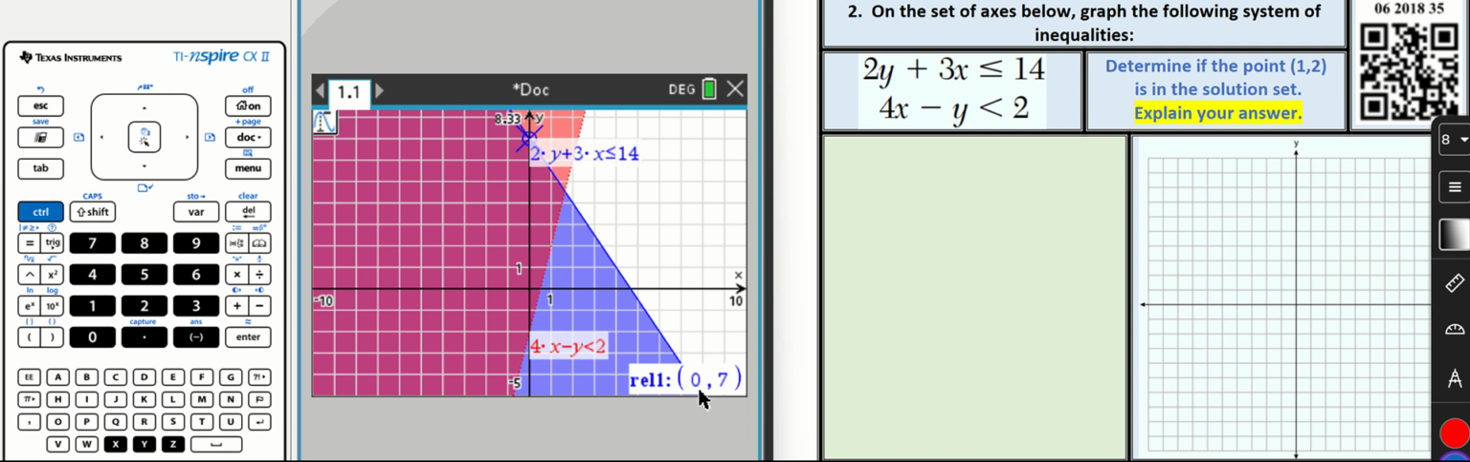Okay, so we want lattice points. That means whole numbers, so we can easily graph this, right? 0, 7. So 0 is x, and then 7, y. 1, 2, 3, 4, 5, 6, 7. Blue, bam. Okay, and then we want to push over, right? 2, 4. 1, 2, 3, 4. Then 4, 1. So 4 over 1.